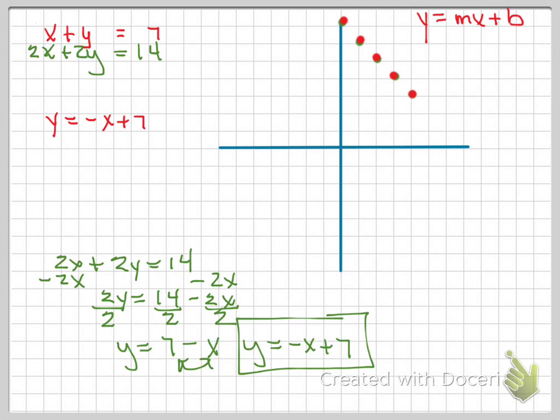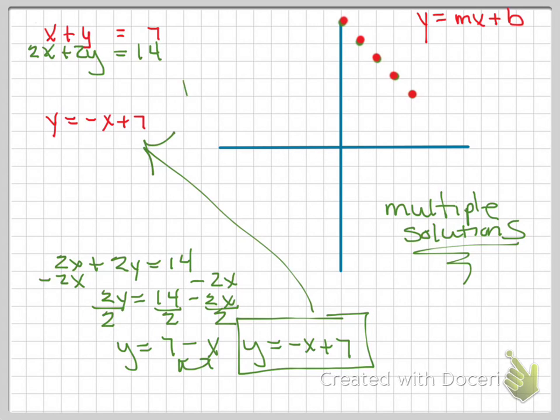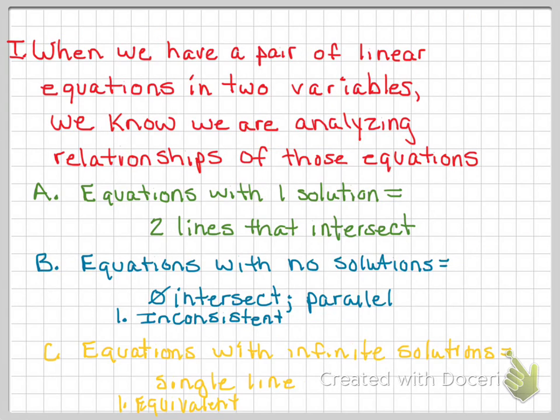And really what that means is that these equations, their relationship is very close. So there's multiple solutions to those equations. And they are said to be, because, of course, they are equal, so they're called equal or equivalent equations. And that is lesson 5 in a nutshell.